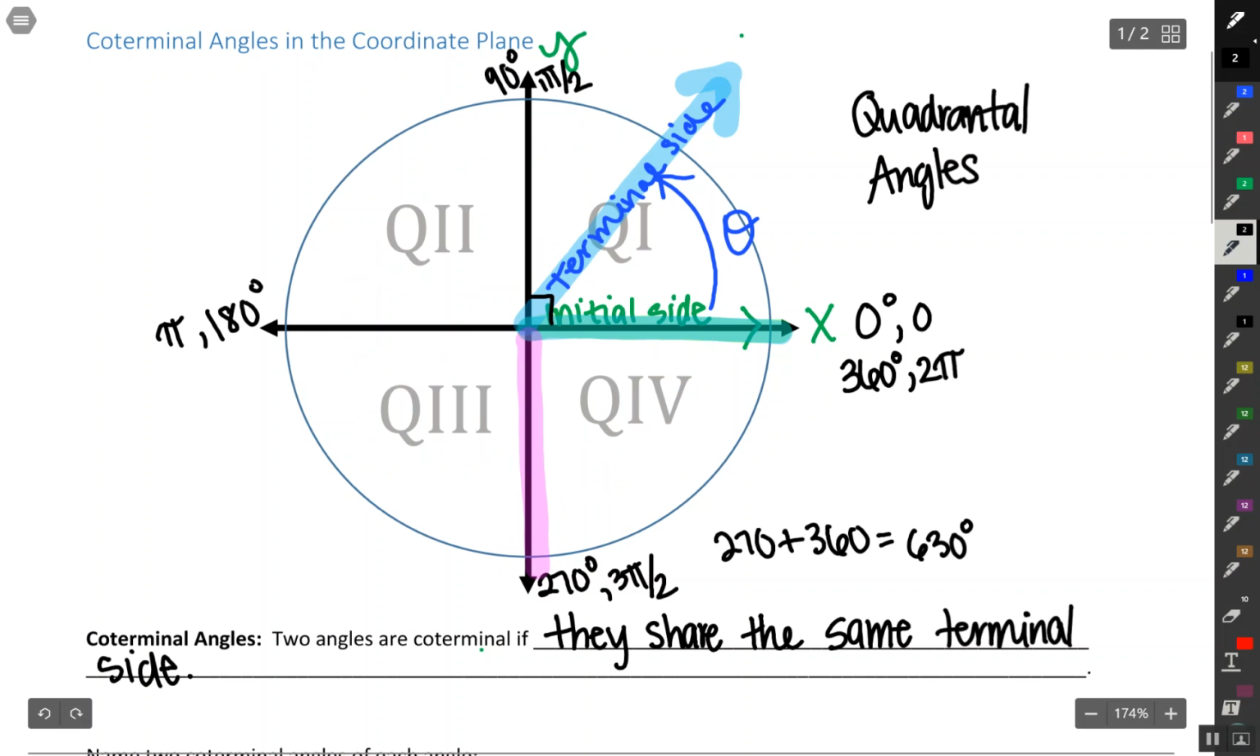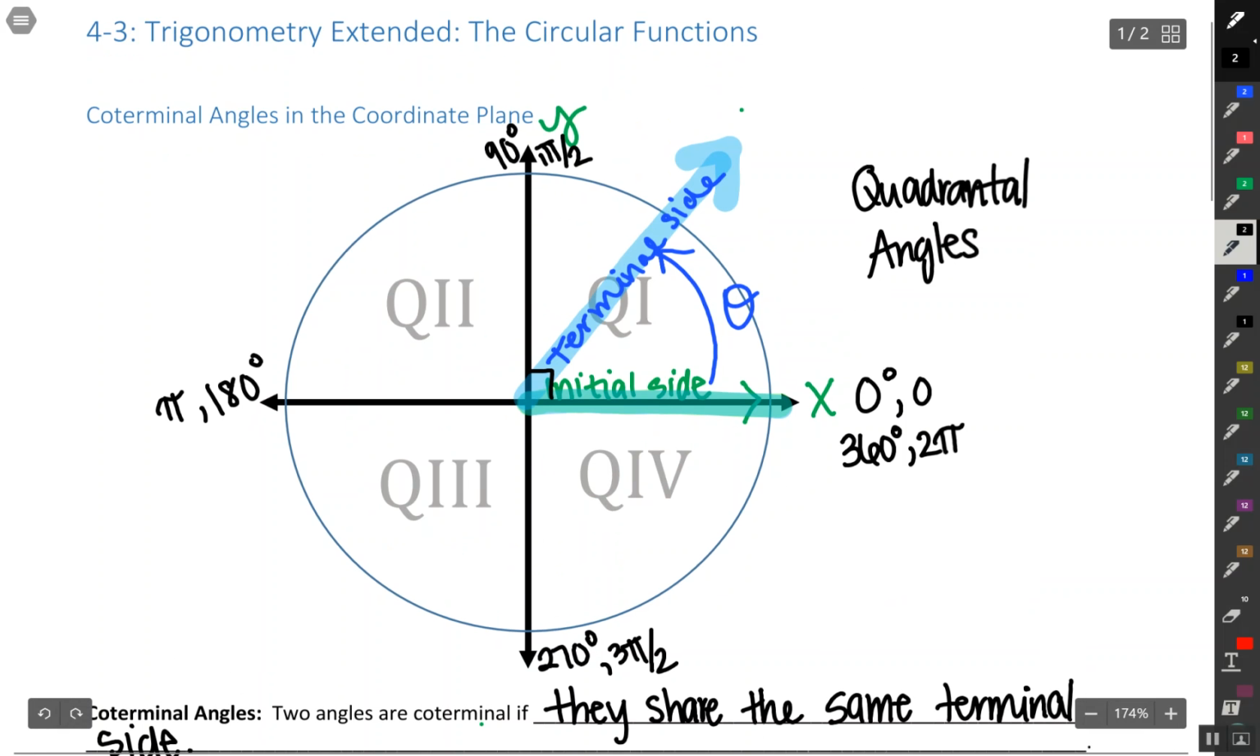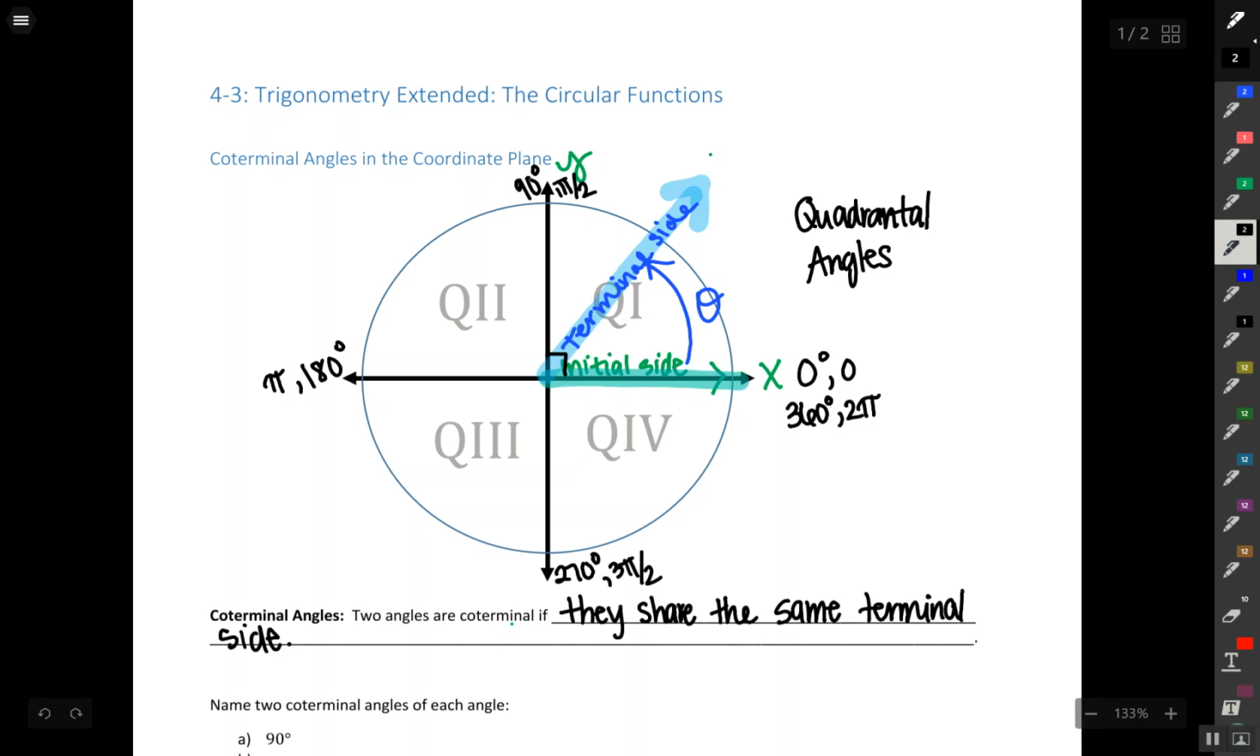Now, one other thing that we can do to get coterminal angles is use negative angles. This is an important idea about angles in the coordinate plane: the direction. If we're going this way, which is essentially counterclockwise, this is the positive direction. So positive is counterclockwise.